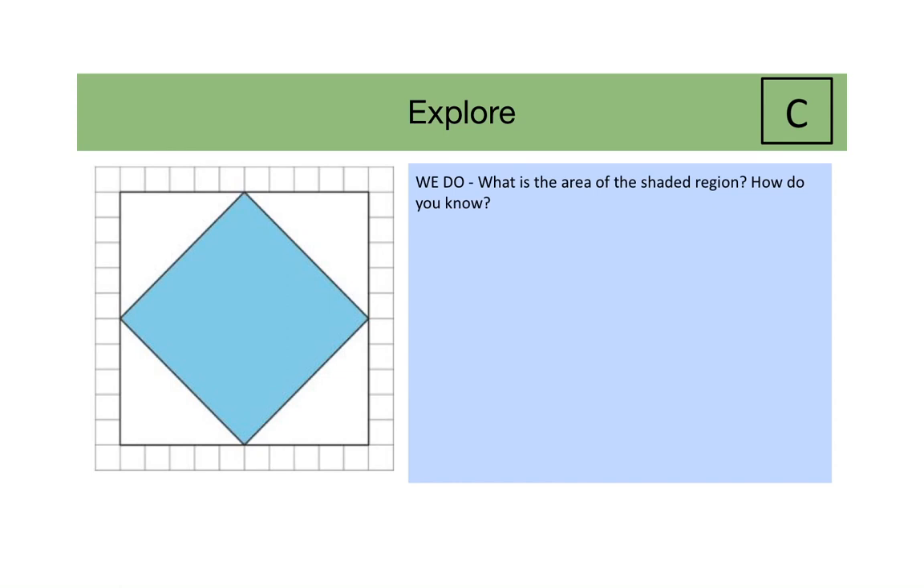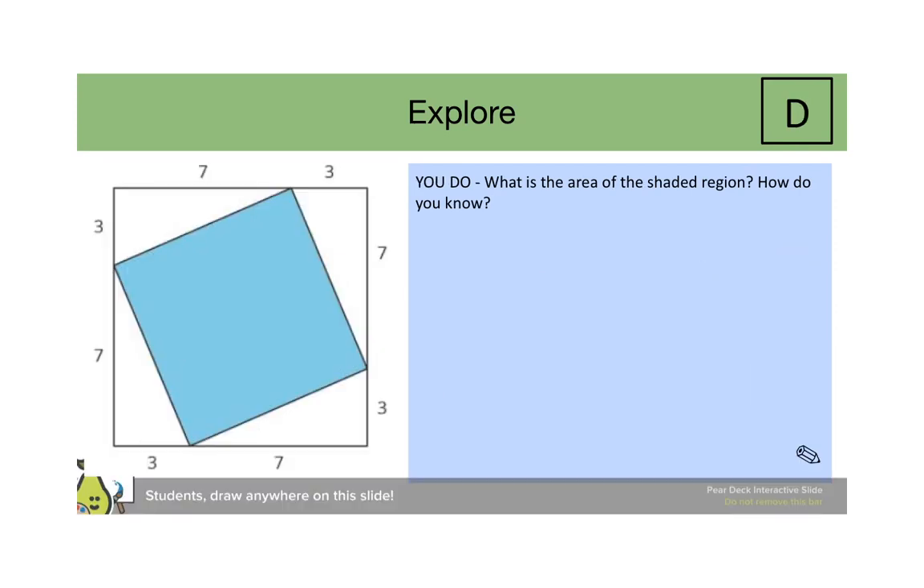For the we do, students should use the strategies that they saw explicitly in the I do to come to 50 square units. For the Explore, you want to make sure that students with disabilities are given processing time, so check in with individual students as needed to assess for comprehension during this portion of the Explore. And so students should come up with 58 square units.